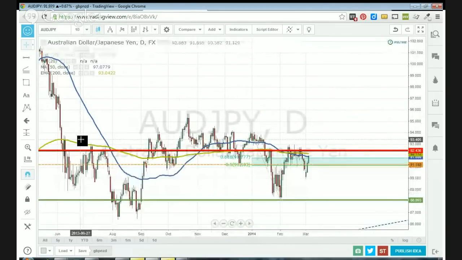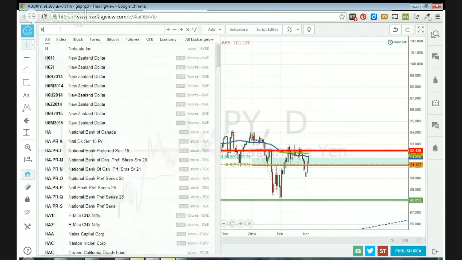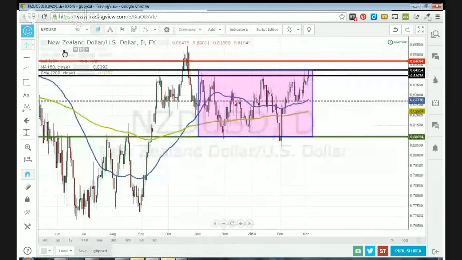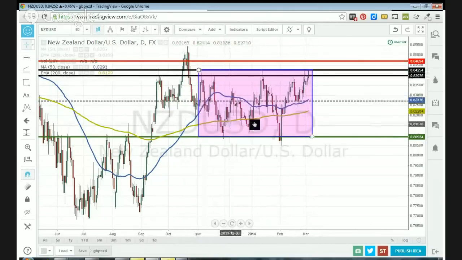The other trade I have on is Kiwi-dollar, and this one just got filled moments ago. I'm trading this range, you can see this blue box here. I had this trade on last week. I shorted here, moved my stop to break even here, and then hit my stop here. But then I re-entered, hit my stop here, and then re-entered here.